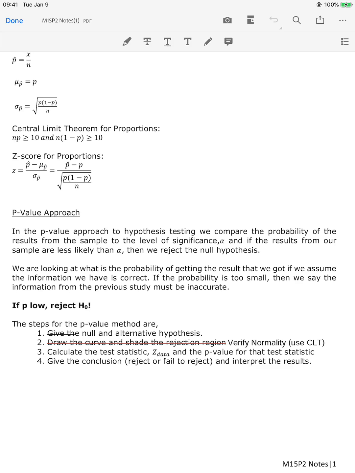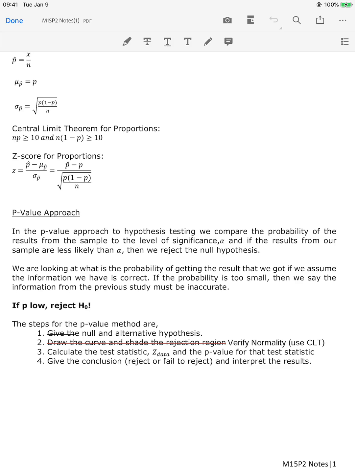What we need to do instead, that I've kind of been skipping over, is we need to verify normality. We need to use the central limit theorem to make sure we have a normal distribution. Because if we don't have a normal distribution, there's no point in moving on, because it won't be correct. So once we know we have a normal distribution, we can calculate the test statistic called z data and the p-value for that test statistic.